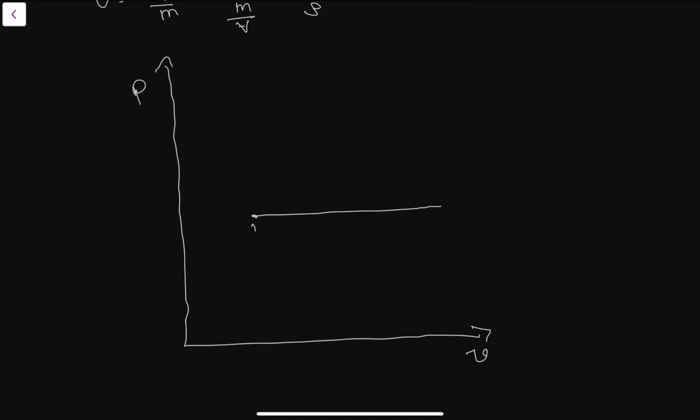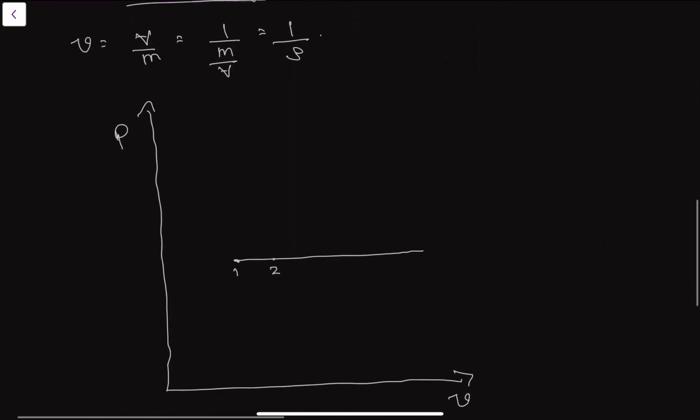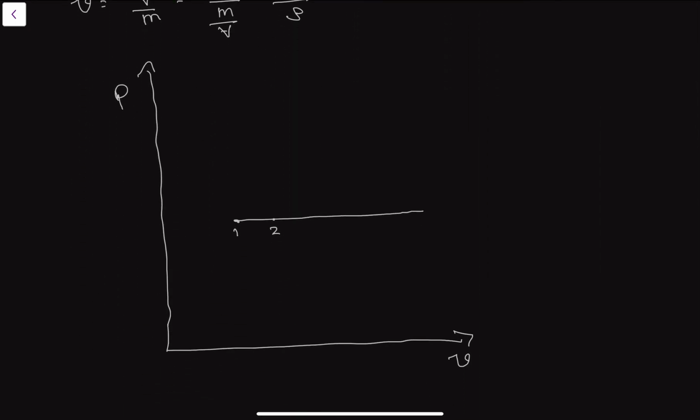When you heat it, we go from 1 to 2. Let us call this 1, this 2, and this 3. From 1 to 2, you are getting the saturated solid, and from 2 to 3, the solid is getting converted to liquid, that is a phase change process. During 1 to 2, what happens to the specific volume? When a substance is heated at constant pressure, it tries to expand, that is, specific volume increases. So you can see that v2 is greater than v1.